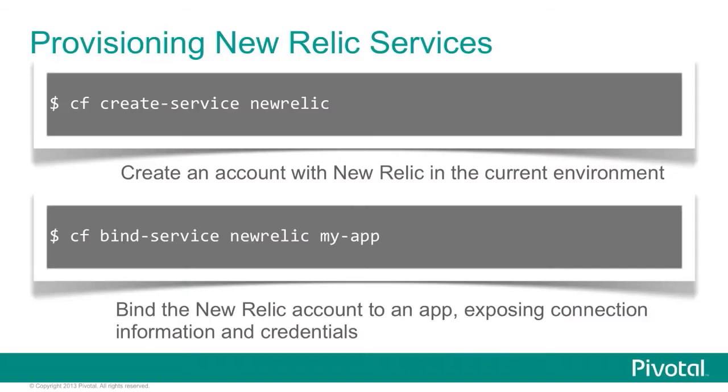So you can do this in dev, staging, and prod, and you get a unique New Relic account for each one of those for your applications. So then your application needs to be able to use this New Relic service. And the way to do that in Cloud Foundry is to do this bind service call. And all that does is expose the credentials from that service to your application. So this combination of CF create service and CF bind service fully automates the creating of New Relic accounts and exposing everything that your app needs to use that New Relic account.